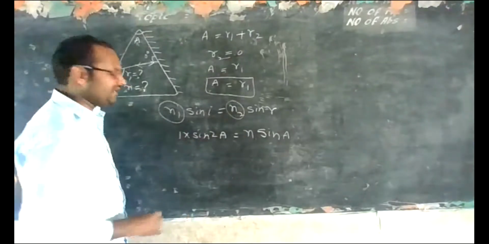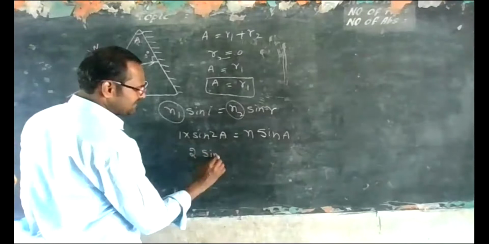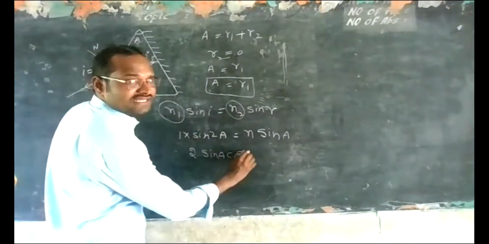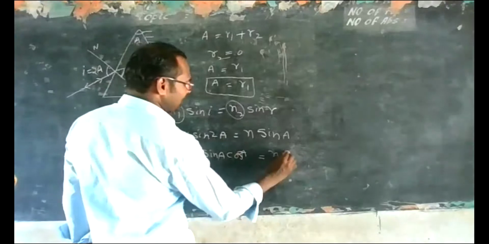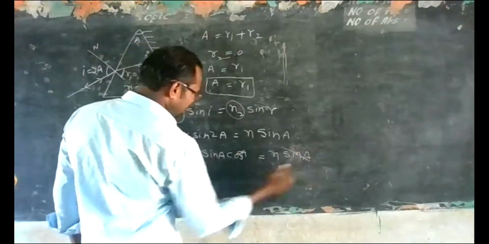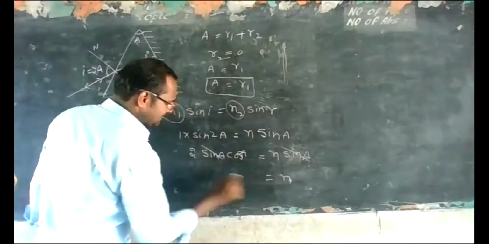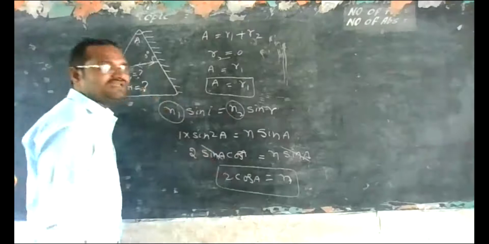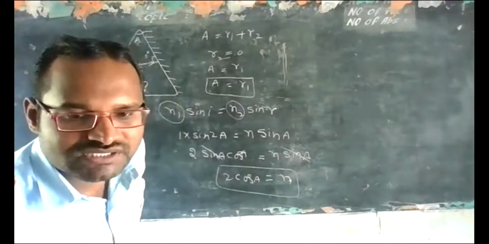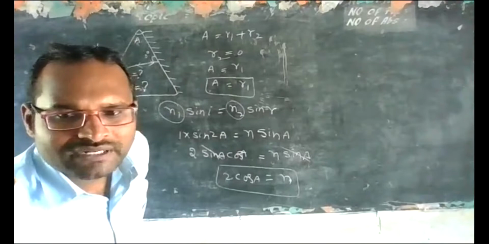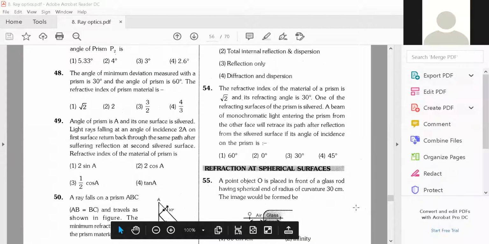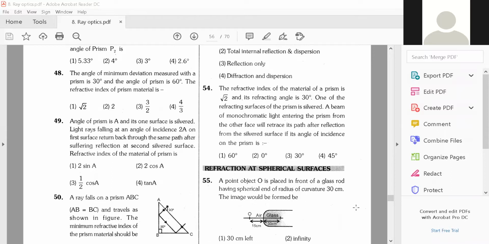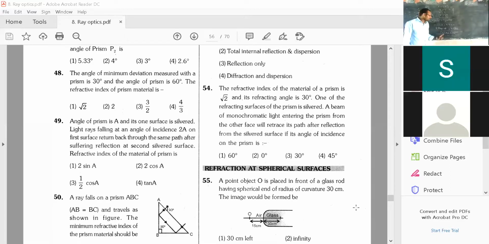And sin 2A can be written as 2 sin A cos A. Yes or no? Yes. 2 sin A cos A is equal to n times sin A. Sin A cancels, and you get n as 2 into cos A. So 2 cos A is the refractive index of the prism. So let us see the options. Options given are 2 sin A, 2 cos A, half of cos A, and 2 tan A also. So option 2 is the right answer. That is, the refractive index of the prism will be 2 cos A.